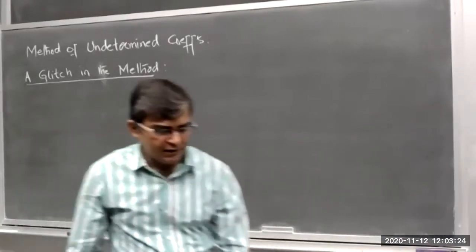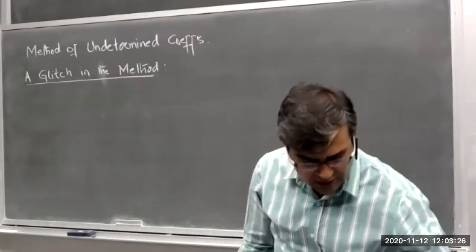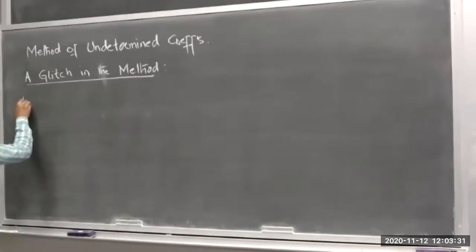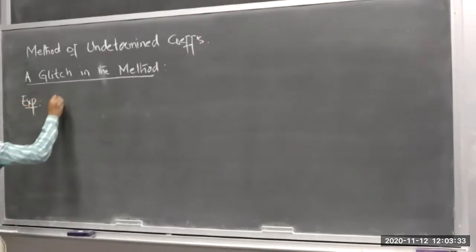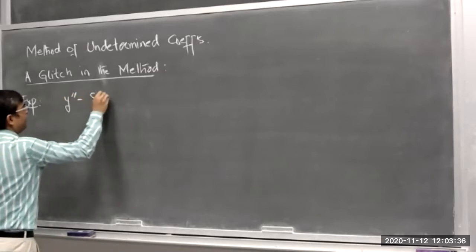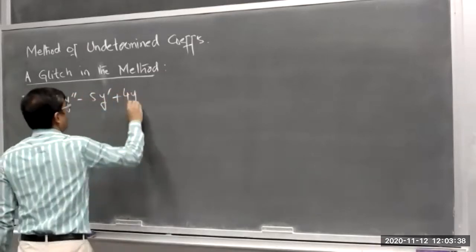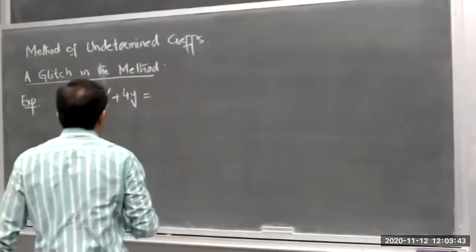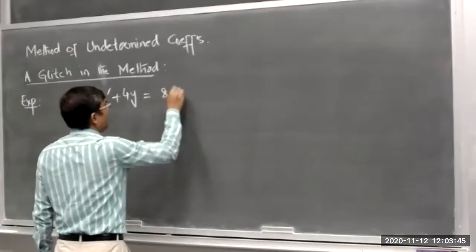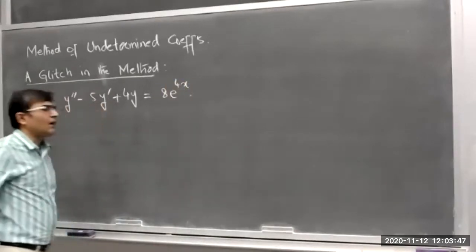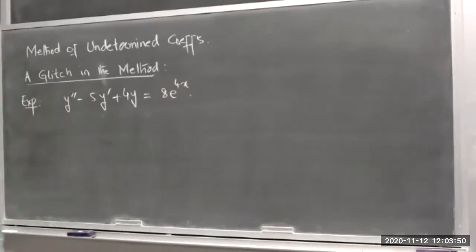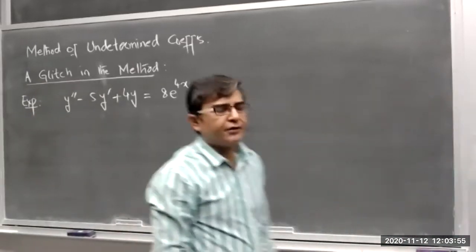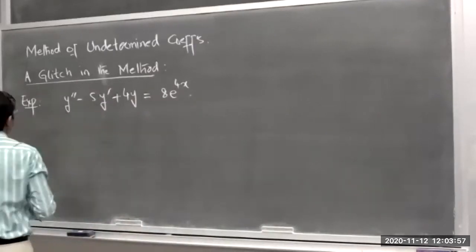For example, let's discuss this with the help of an example. Suppose we have y double dash minus 5y dash plus 4y is equal to 8 e raised power 4x. Now, in order to solve this differential equation, what we do usually is try to find the complementary solution and then the particular solution.